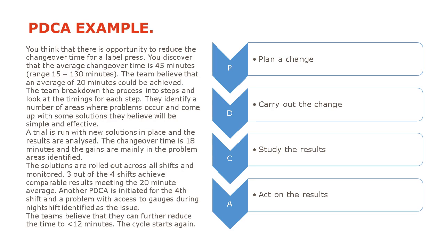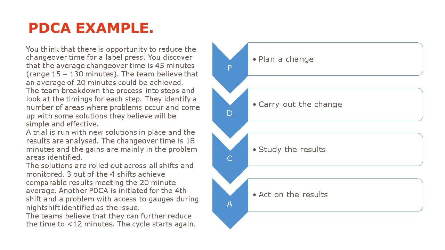So let's have a look at a similar example of what that might look like in the real world. This was an example where we were looking at reducing changeover times for a label press. You discover that the changeover time is currently 45 minutes with quite a big range, 15 minutes up to 30 minutes. And the team believe that it could be as little as 20 minutes. So they break down the process into the steps, and they look at the timings for each step and identify a number of areas where the problems occur and think that those are areas that they can target.